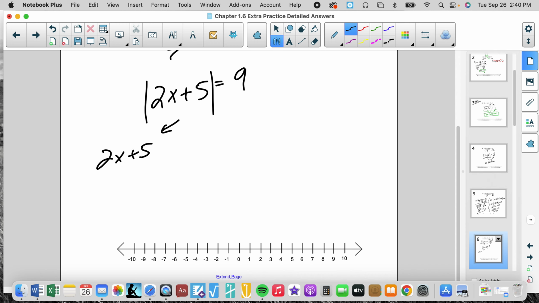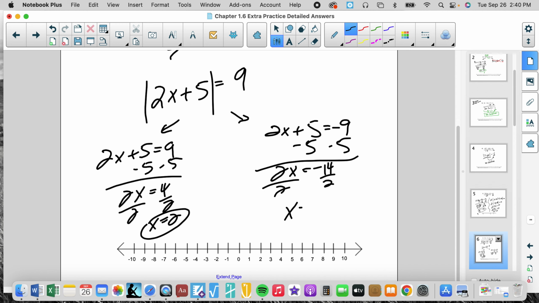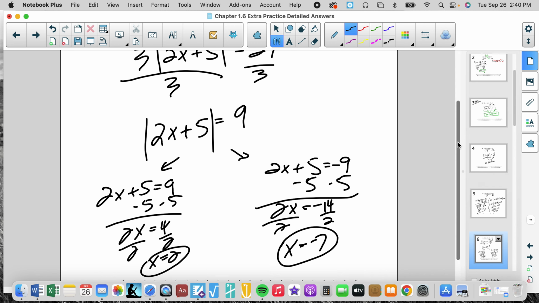2x plus 5 equals 9. And 2x plus 5 equals -9. Minus 5 minus 5. 2x equals 4. Divide by 2. Divide by 2. X equals 2. That's one solution. Minus 5 minus 5. 2x equals -14. Divide by 2. Divide by 2. X equals -7. Let's test the solutions.